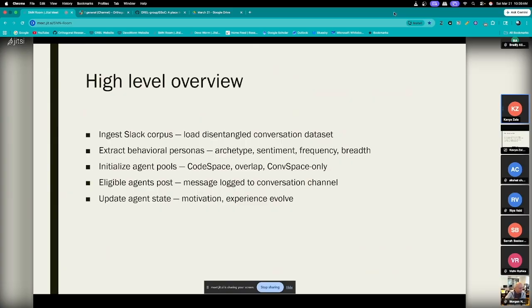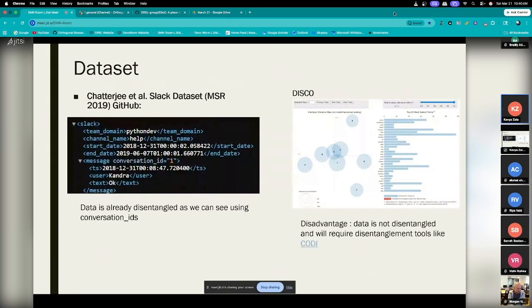Then I'll extract behavioral personas from the data set, so that we are giving an identity to the agent and it is also grounded in reality. Then we'll initialize the agents, and the agents can post messages, and we can have evolving states like motivation, experience, knowledge base. So talking about the data set, these are some of the data sets I went through.